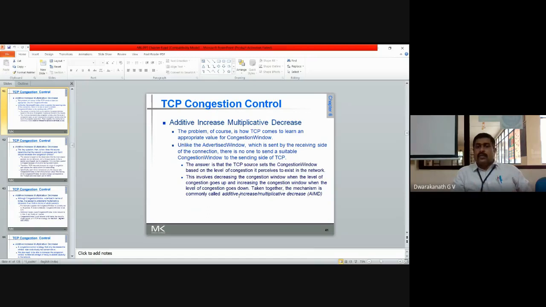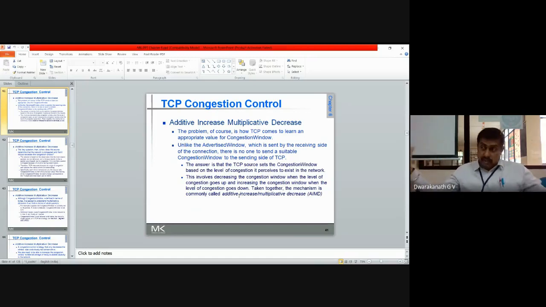So unlike the advertised window, which is sent by the receiving side of the connection, there is no one to send a suitable congestion window to the sending side of the TCP. If no one is there to tell how much your congestion window should be, how to do this? The answer is that the TCP source gets the congestion window based on the level of congestion it perceives to exist in the network.